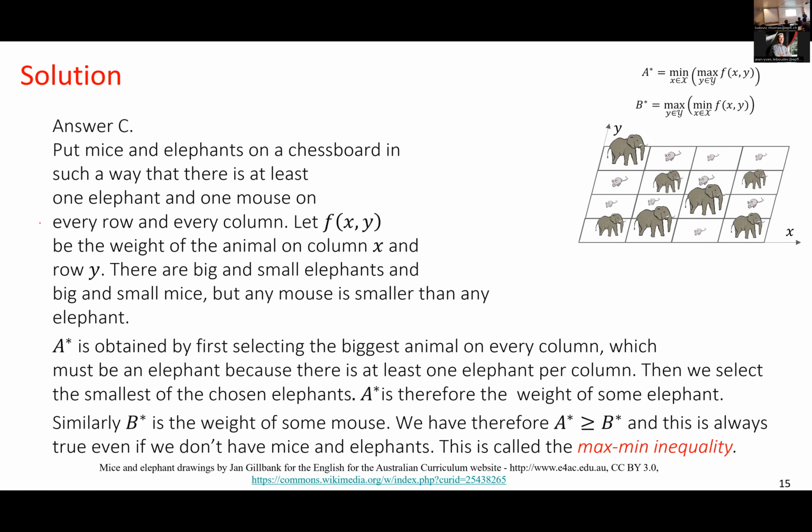And it's an important thing to realize, to understand how, let me use an analogy with mice and elephants. Mice are small, elephants are big. Even the biggest mouse is smaller than the smallest elephant. So let's assume this, right? Now, assume I have on the chessboard, I have mice and elephants. And my x is the x coordinate, y is the y coordinate, and f of x, y is the mass or the volume or whatever of the animal that's at this coordinate.